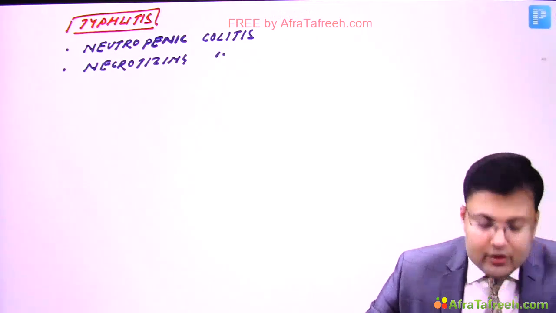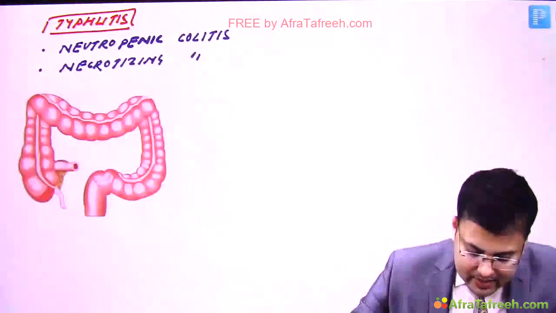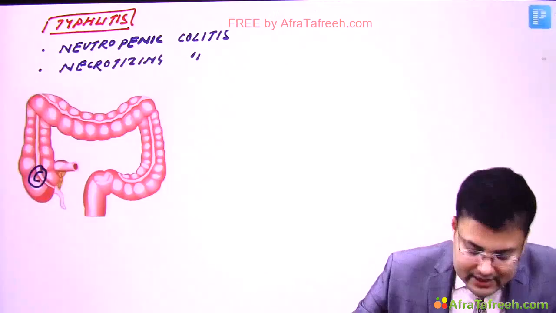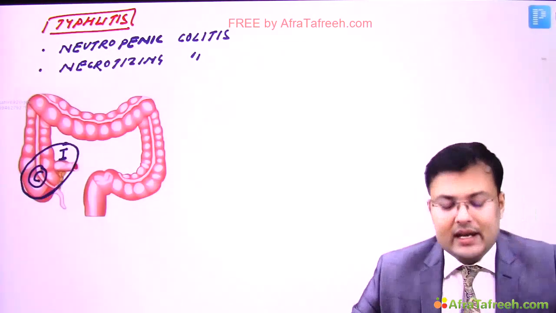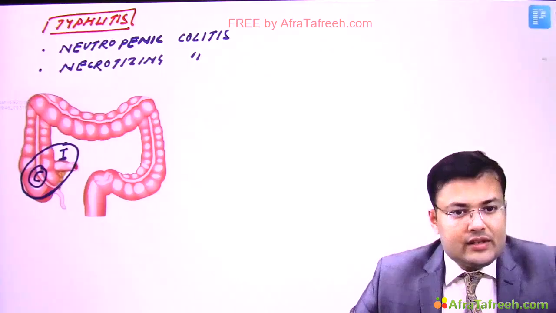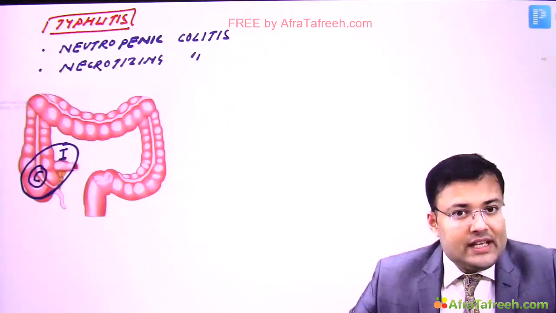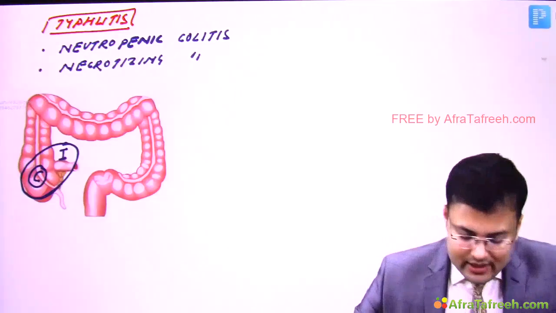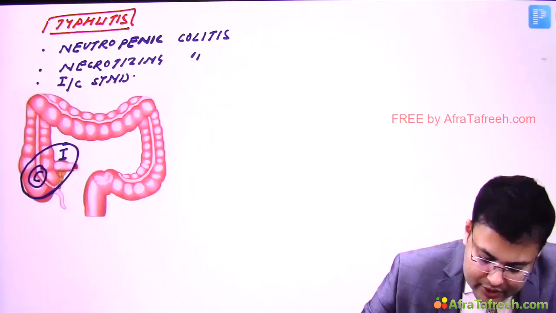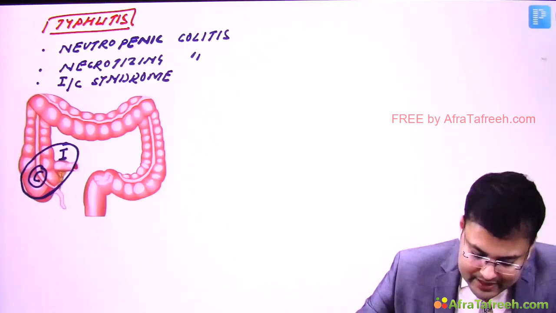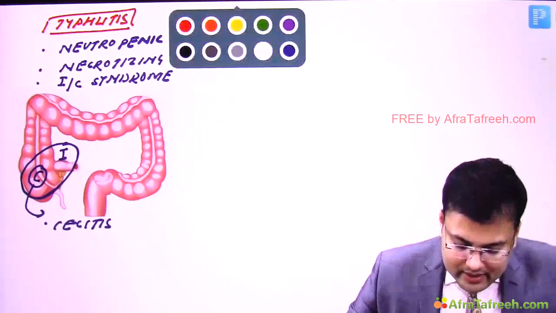Neutropenic colitis, necrotizing colitis. Now see which part of the colon is mainly involved. So if you see this diagram, there is mainly involvement of what? Cecum, and sometimes there is involvement of ileum. So since there is involvement of ileocecal area, this is also known as ileocecal syndrome, and mainly there is involvement of cecum. So there is inflammation of cecum, that's why it is known as cecitis. Okay, so what are the other names? It is also known as ileocecal syndrome because of involvement of ileum and cecum, and mainly cecum, so the other name is cecitis.